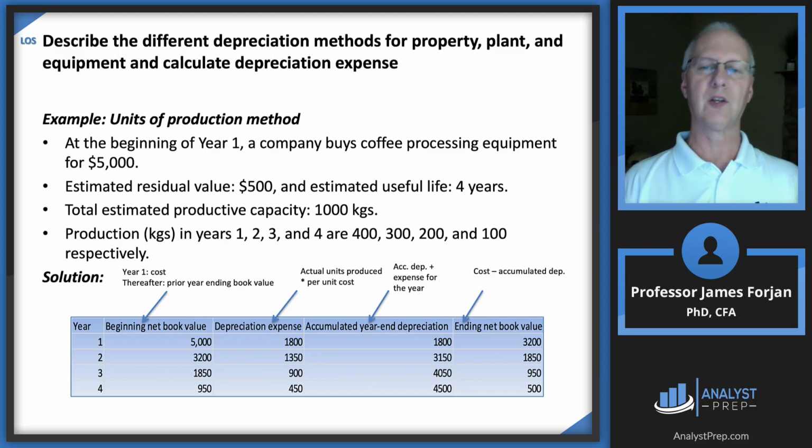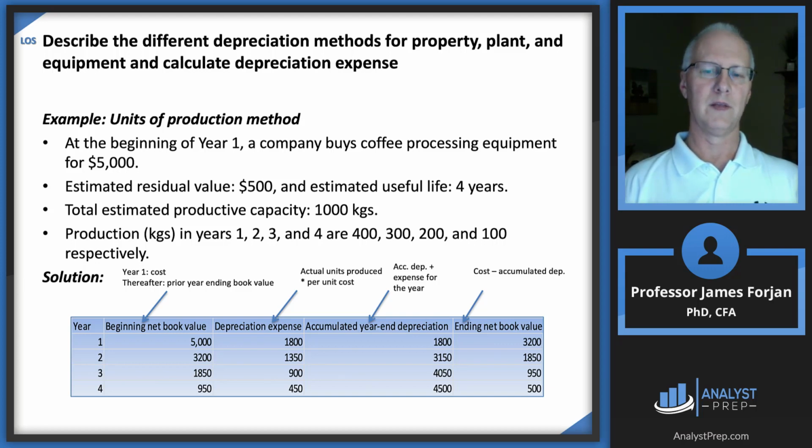So all we're going to do is take a fraction for each year's productivity and then multiply it by the depreciable amount. So if we take the 400 in year 1 divided by the total of 1,000, that gets us 40%, right? Take 40% of the difference between the initial cost of 5,000 and the residual value of 500. So that's 4,500 times 40%, and that gives us $1,800 worth of depreciation expense. And then we just do the same thing as we move down for years 2, 3, and 4. We're going to multiply the depreciable amount by the 30% and then the 20% and then the 10%.